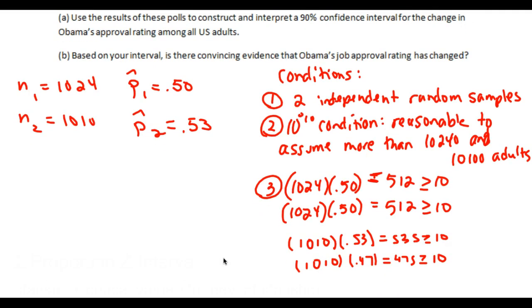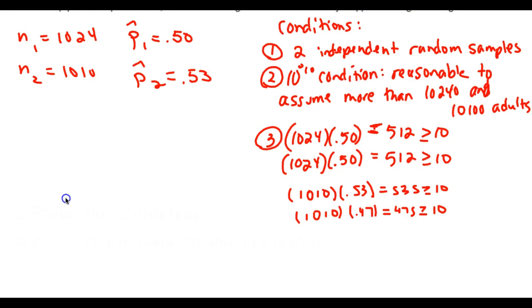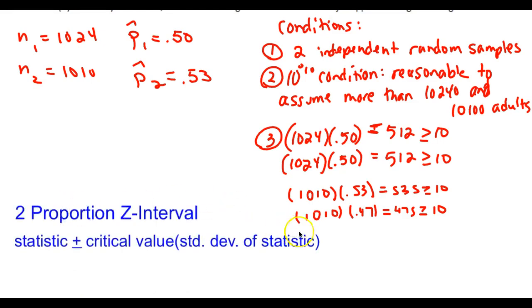We have two independent random samples. It's reasonable to assume that we've sampled less than 10% of both of those populations. And here we have our large counts condition. We have at least 10 successes and 10 failures in each group. We have at least 10 people that approved of Obama's job performance, and at least 10 that did not approve of his job performance. So let's take a look at constructing our two-proportion z-interval.